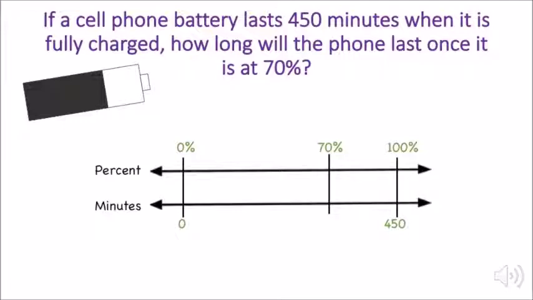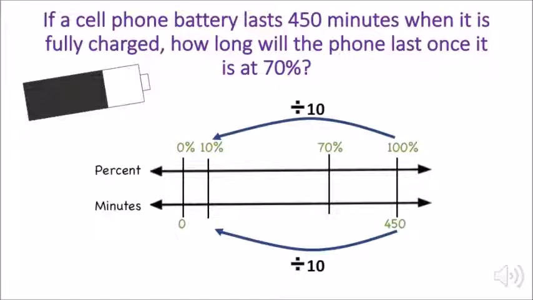If I now look for a multiplication or division pattern, I see that there isn't a whole number I can divide by to get from 100% to 70%. However, since 10 is a factor of both 100 and 70, I can use 10% to help me find 70%. To find 10% of 450, I need to divide 450 by 10, which gives us 45 minutes. 10% of 450 is 45.